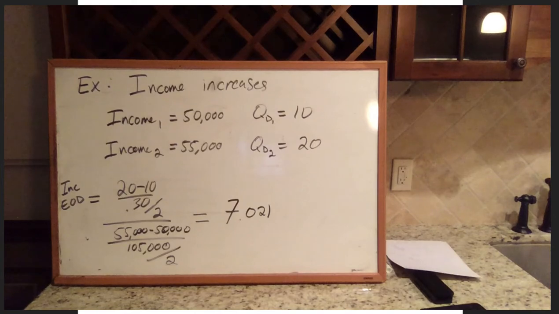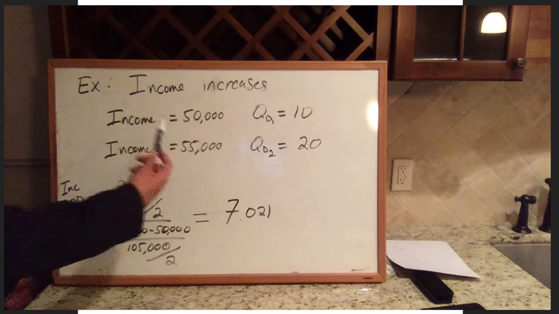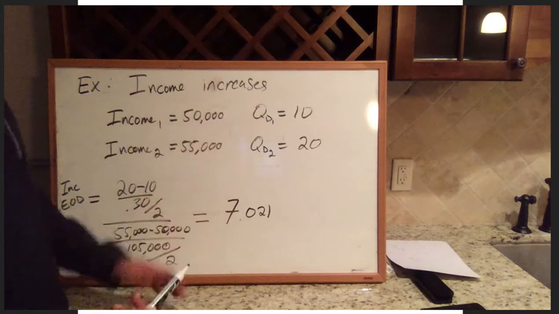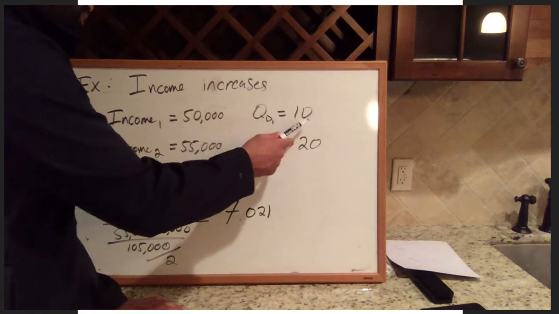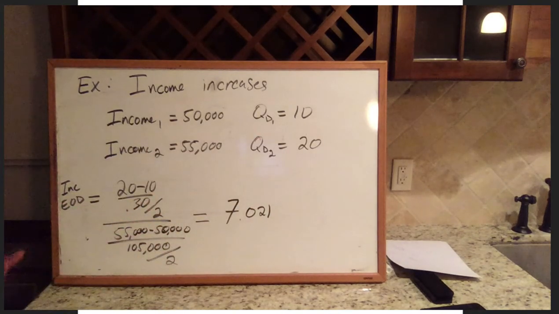All right, so here we have an example. We're going to go over income elasticity of demand. So here our income increases. Our first income is 50,000. Now let's just say we have an increase. Now we make 55,000. And there's also a change in quantity demanded. So originally our quantity demanded was 10, now our quantity demanded is 20. So with this increase, we see an increase in consumption.